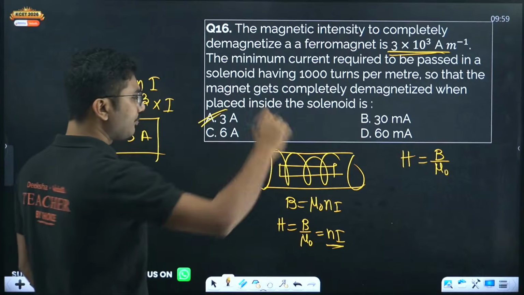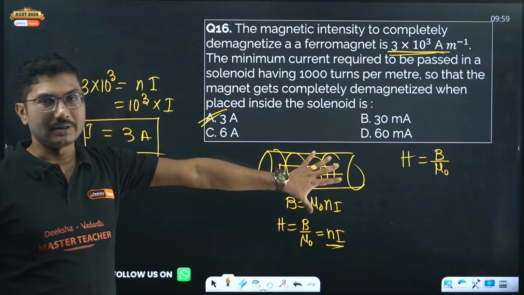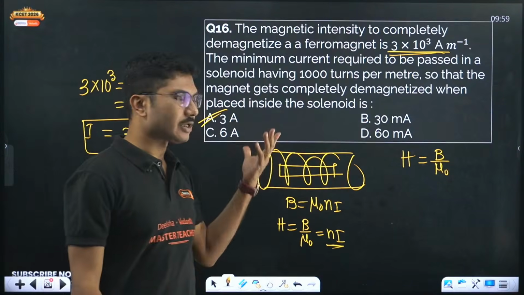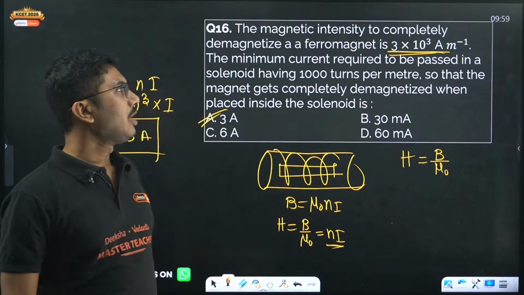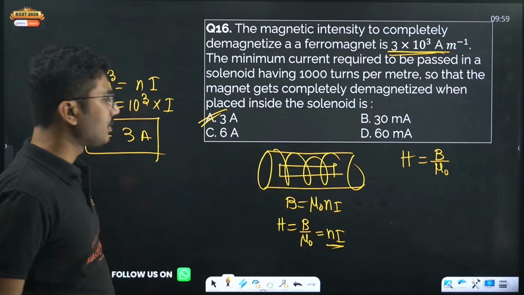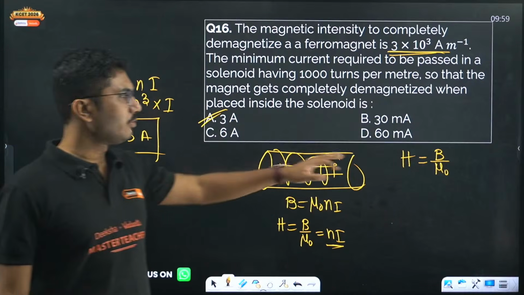Very easy question, if you know what is magnetic intensity and what is the magnetic field inside a solenoid. This is a mixed concept of this chapter and the previous chapter combined, but an interesting question, not difficult, solvable quickly and easily. You just need to remember this formula.